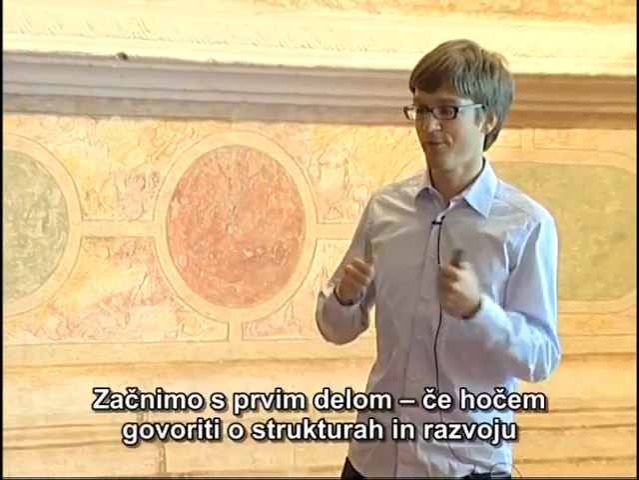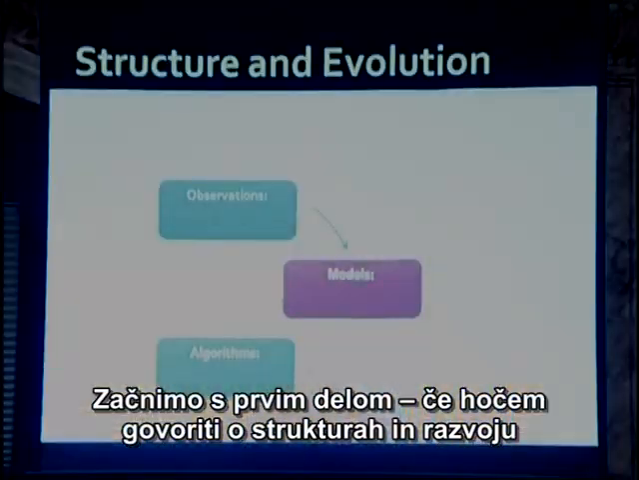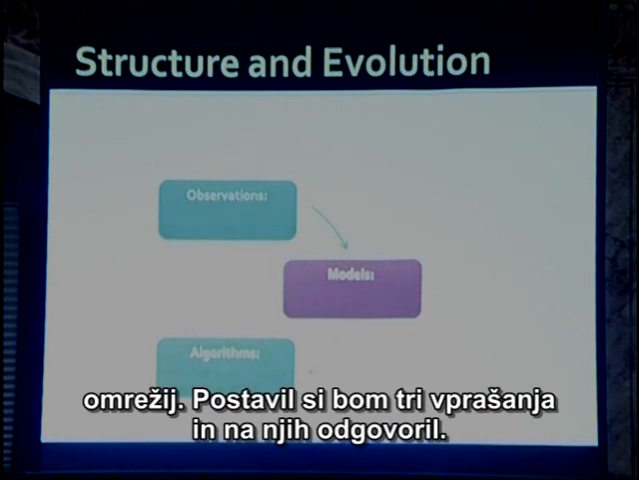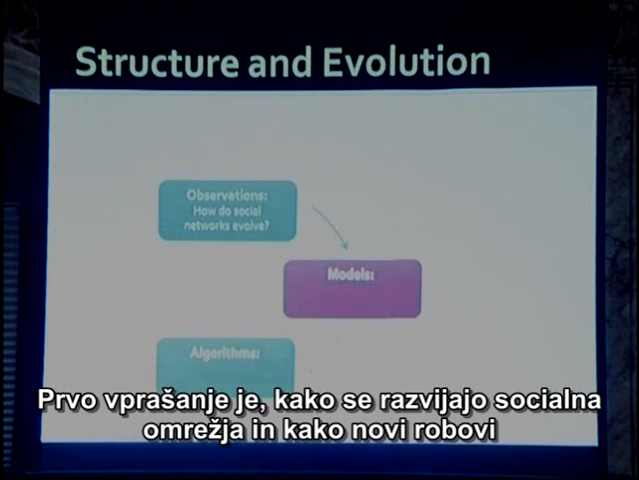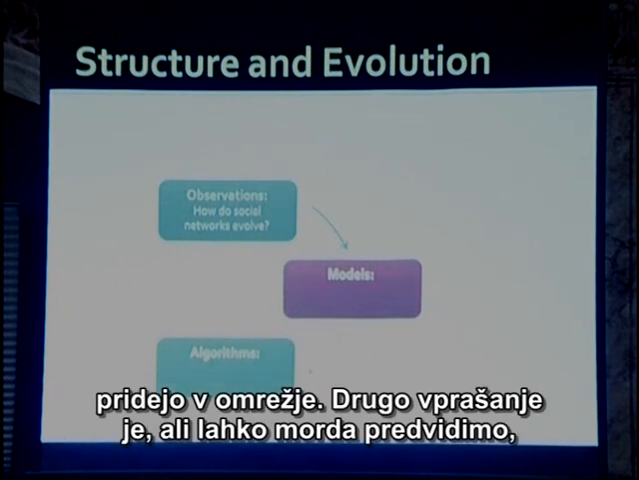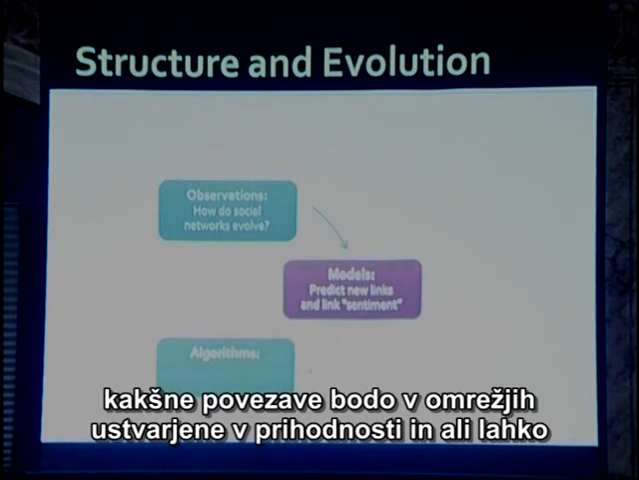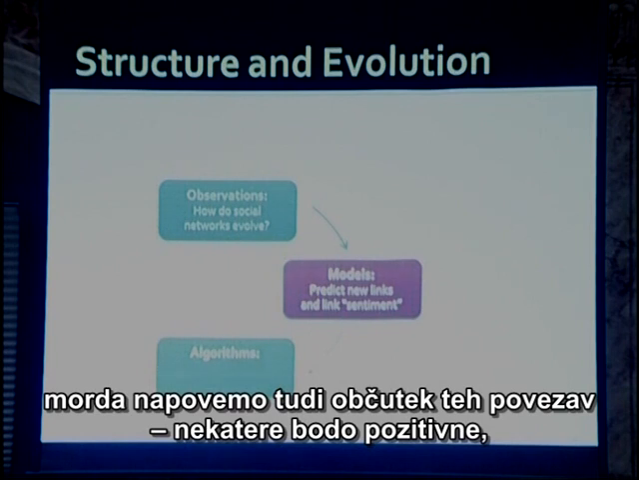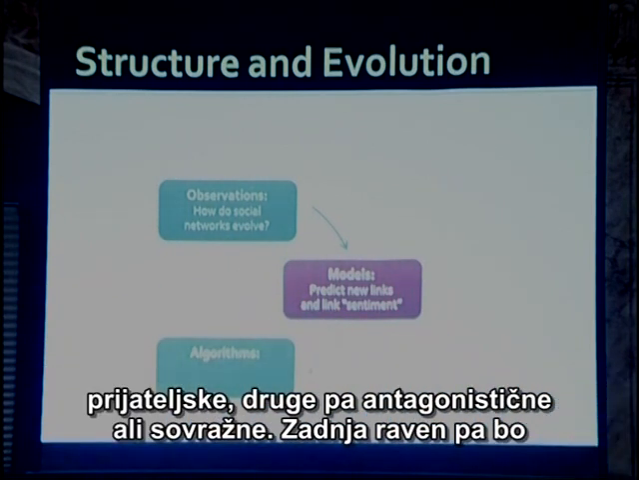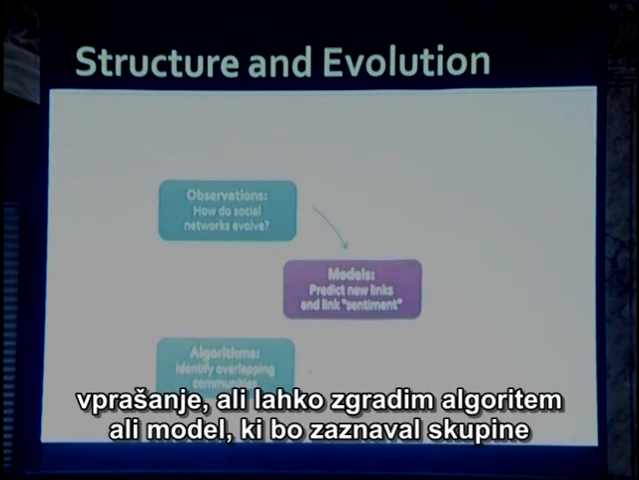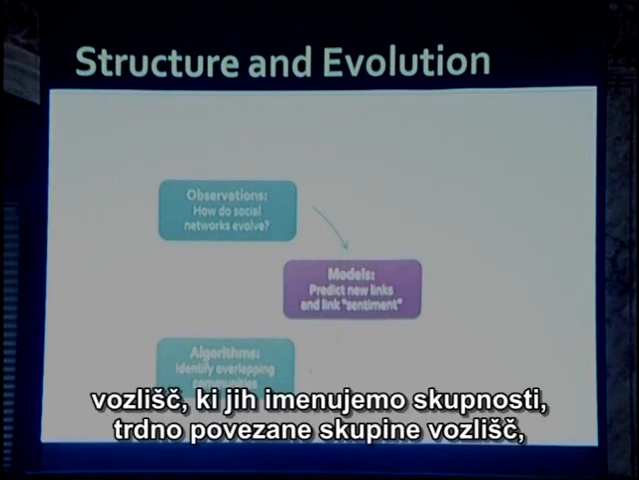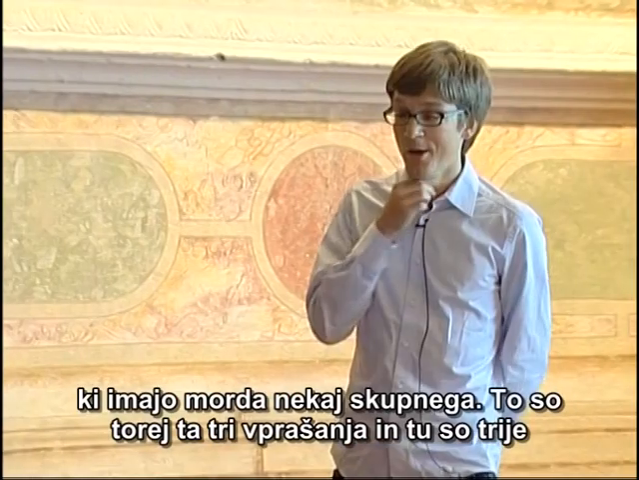Okay, so here's the first part, network structure and evolution. Here are the three questions that I will be asking, and then I'll give you answers to them. The first question is, how do social networks evolve, and how do new edges arrive into the networks? The second question is, can I predict what links are going to be created in the networks in the future, and can I also predict the sentiment of the link? Maybe some links are positive, friendly, and some links are antagonistic, enemy-like links. And at the last level, we'll be asking, can I build an algorithm or a model that is able to detect groups of nodes, what are called communities, tightly connected groups of nodes that maybe have something in common? So these are the three questions.